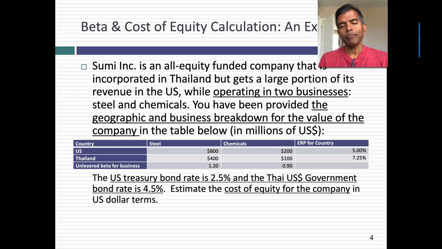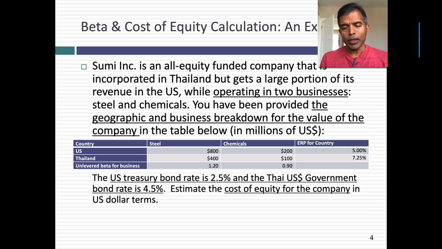So let's try this out. This is from a problem from a couple of years ago. Sumi is an all equity funded company. So file that away. I've just made your life a little easier. We'll talk about what if I'd not done that. It's incorporated in Thailand, but it gets a large portion of its revenues in the US while operating in two businesses, steel and chemicals. I've provided both the geographic and the business breakdown in terms of value. So again, I've helped you out. We'll talk about what if that had not been the case, of how much value the company gets from each country and how much from each business.